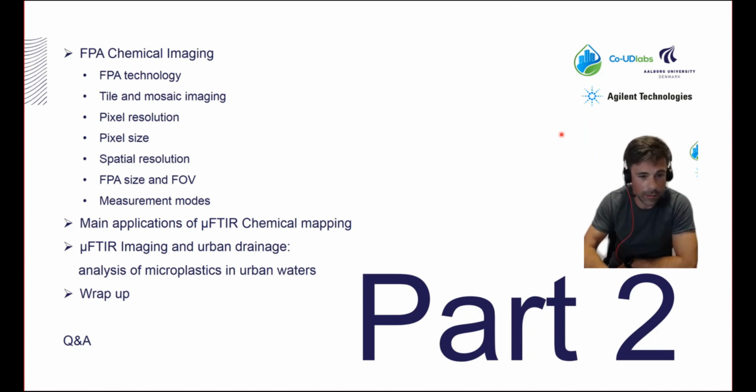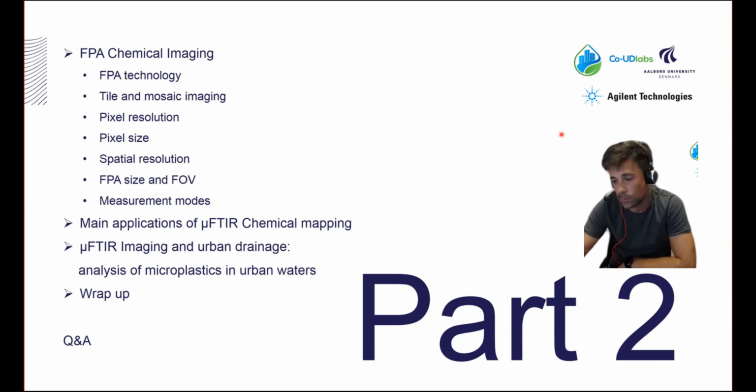After that, we will see a few examples of application of FTIR chemical mapping. And then finally, I will give you my opinion about the use of this technique in a topic related to urban drainage, so the analysis of microplastics in urban waters.